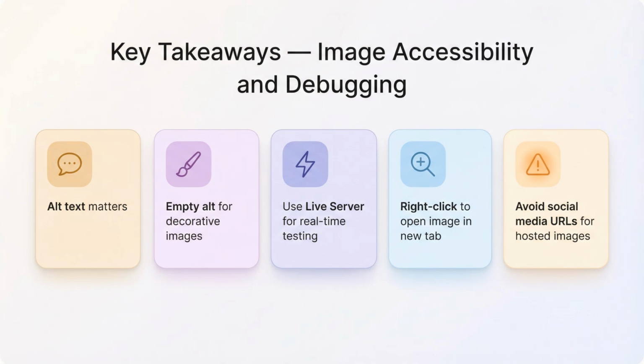To wrap up this section, image accessibility isn't just a best practice. It's a fundamental part of building inclusive web experiences. Always write meaningful alt text for images that carry information. Use your browser's built-in tools to debug loading issues. And when it comes to image sources, prefer self-hosted or CDN-hosted URLs over social media links, which can be unreliable. These small habits make a big difference in the quality and accessibility of your web projects.